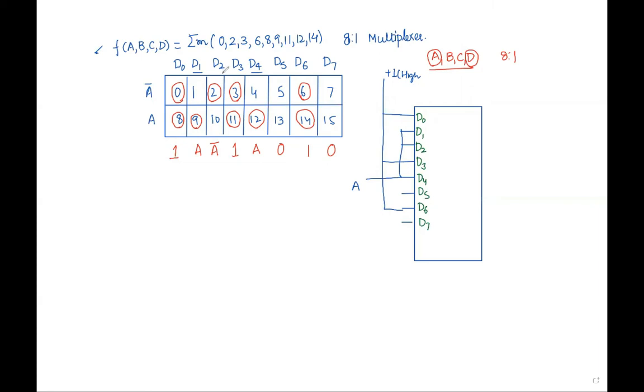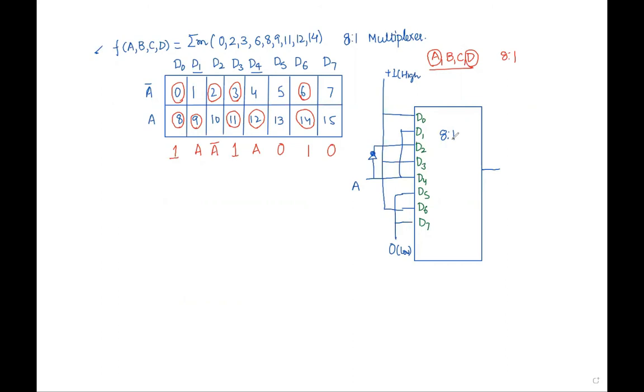Then A bar. D2 is A bar, so you get D2 and here you put an inverter. So D2 is A bar, and then 0. D5 and D7 are 0, so they are not connected. They will be given 0 or a low signal. In this way, you can implement any Boolean expression using an 8:1 multiplexer.